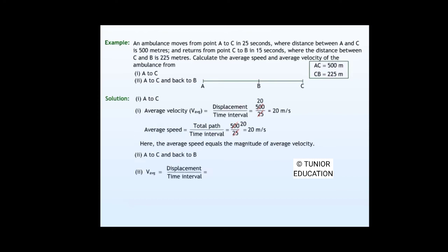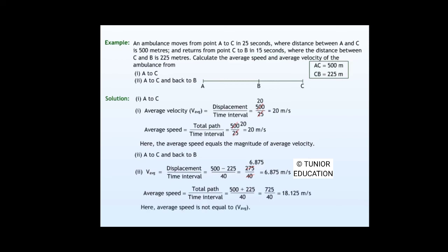Average velocity, V average, equals displacement by time interval equals (500 minus 225) by 40 equals 275 by 40 equals 6.875 meters per second. Average speed equals total path length by time interval equals (500 plus 225) by 40 equals 725 by 40 equals 18.125 meters per second. Here, average speed is not equal to average velocity.